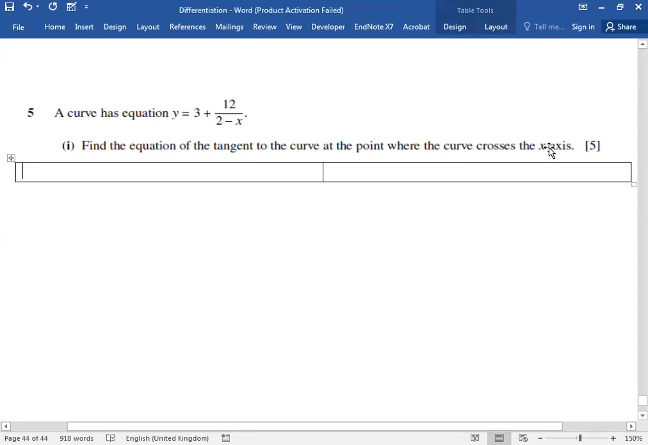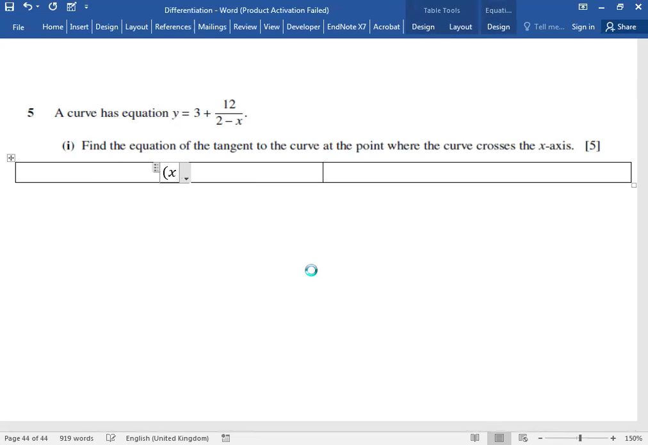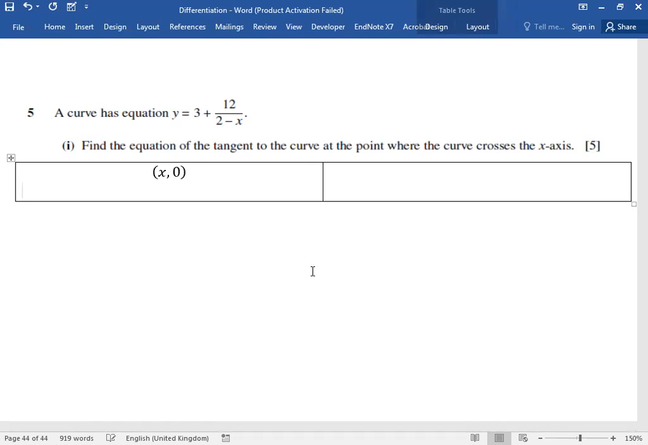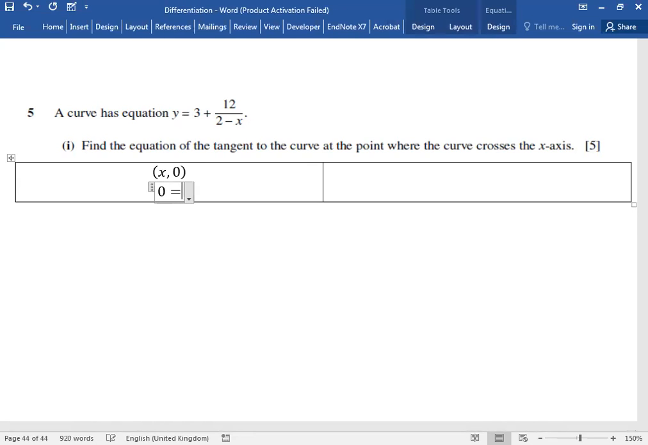At which point is the tangent at x-axis? That means that on the x-axis y is 0. So let me say that the coordinates of that particular point are x comma 0. Plug in 0 in place of y and solve to get your x.